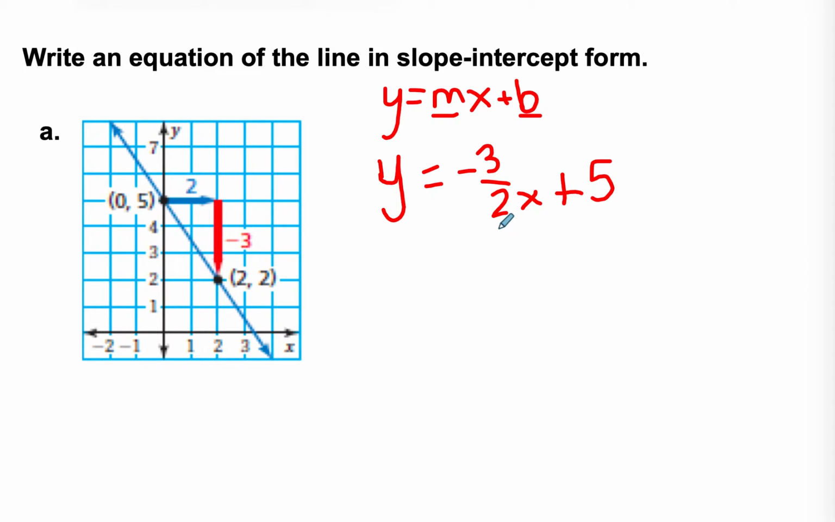And then we look to see where it hits the y-axis. Here is where it hits the y-axis. That's the point (0, 5). That means 5 is the value on the y-axis where the line crosses. That's my y-intercept. So my slope, -3/2, goes in front of the x, and then the y-intercept, that b, for this one is 5. So our equation is y equals -3/2 x plus 5.